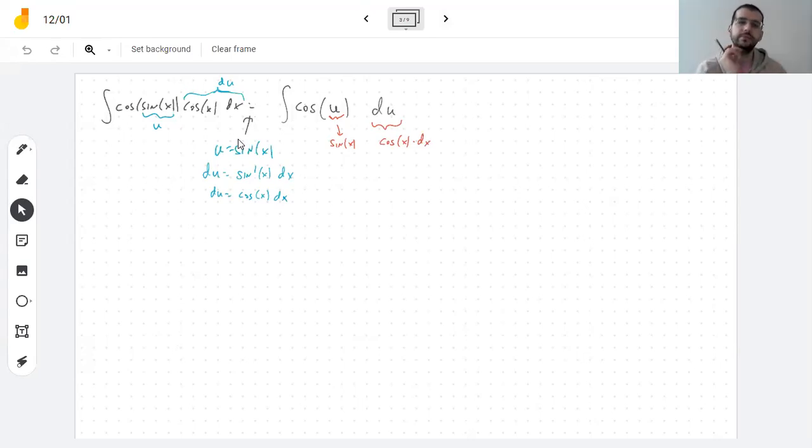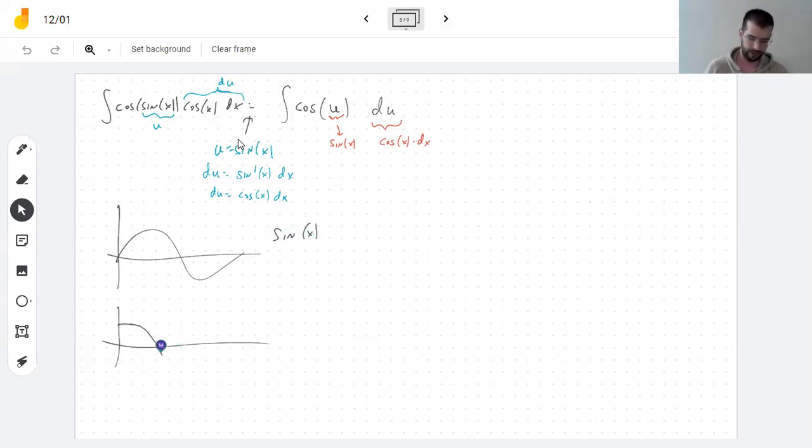Wait, but wouldn't it be negative though? No, the derivative of sine is positive cosine. Well, no, because whenever you did the whole du thing, you need negative cosine, because isn't the derivative of sine negative cosine? No, it's positive. Oh, okay. So this is sine and this is positive cosine here. The slope is positive and here cosine equals one. So that's how you can remember. Just from looking at one point, you can see it can't be negative cosine because negative cosine starts out negative. So the slope is the derivative.